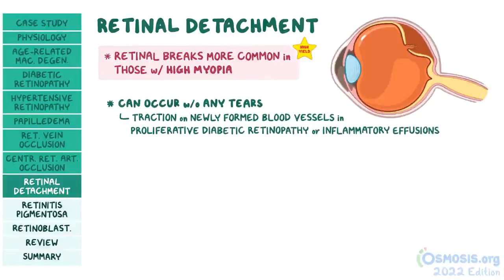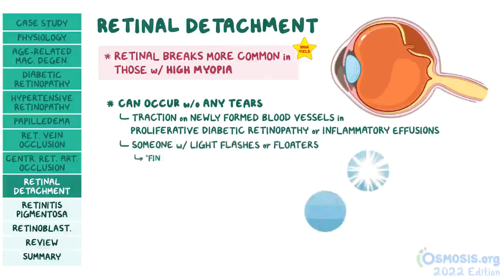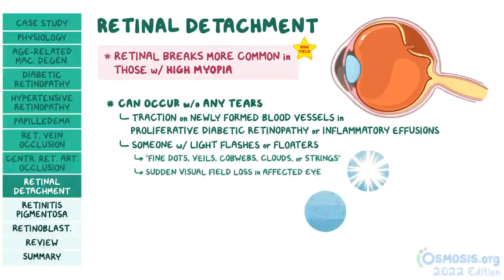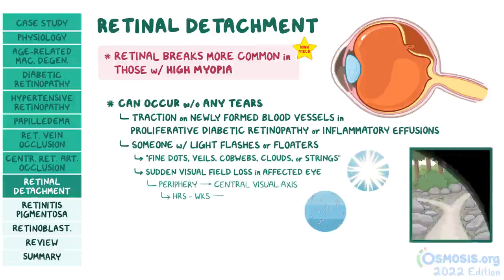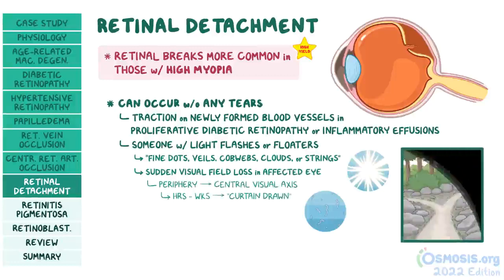The classic exam vignette will present someone with light flashes or floaters described as fine dots, veils, cobwebs, clouds, or strings, followed by sudden visual field loss in the affected eye. This typically begins in the periphery and progresses toward the central visual axis over hours to weeks, like a curtain drawn down.